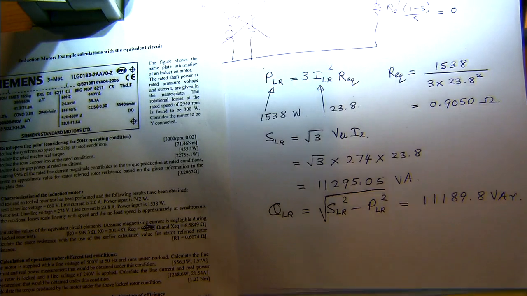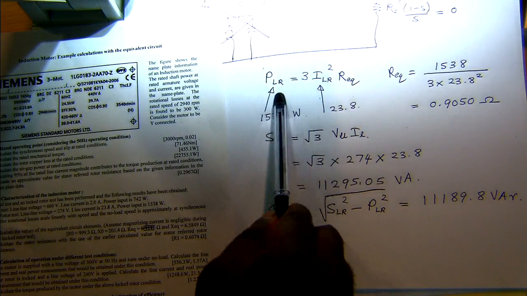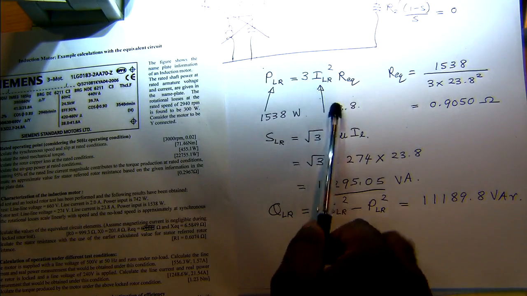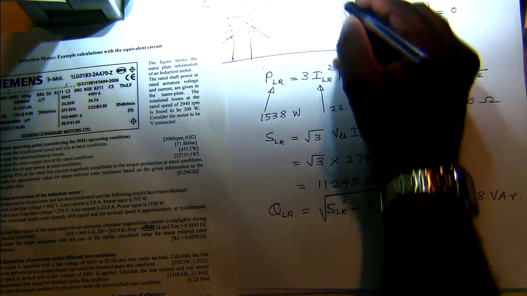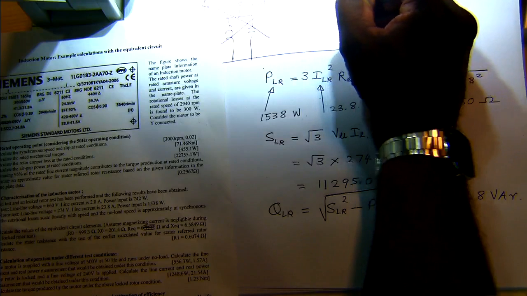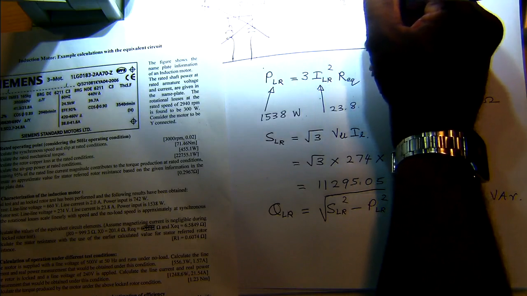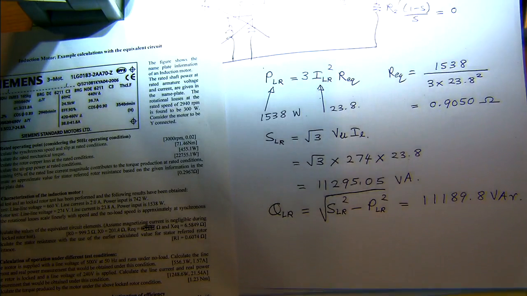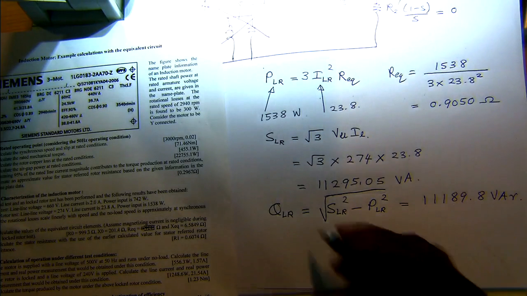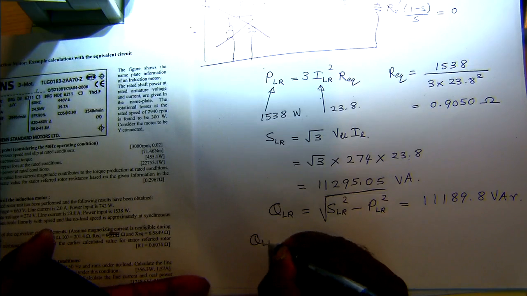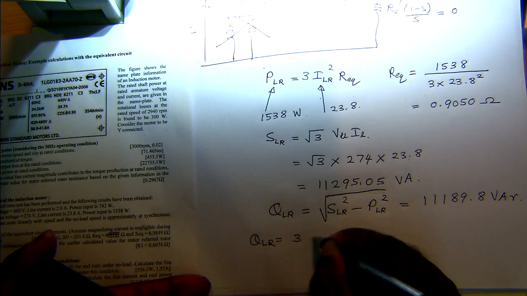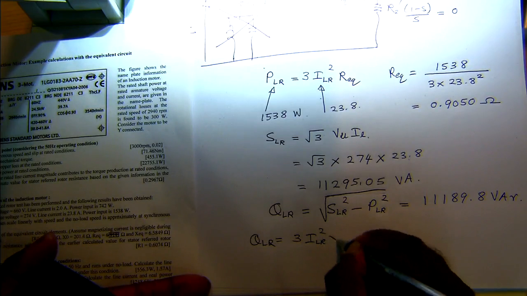So this is the reactive power. And similarly, we can write Q lock rotor equals 3 times I lock rotor squared XEQ. XEQ is the element here, which includes the leakage reactances of the stator and the rotor. So we can write Q lock rotor is equal to 3 times I lock rotor squared XEQ.